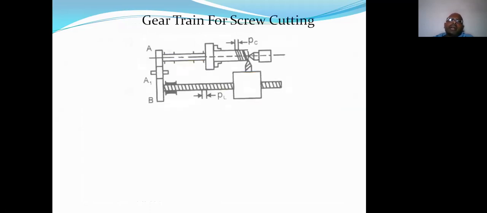So this particular one is called the gear ratio. This is the job, which is fixed in this particular one, that means either in the 3-jaw chuck or 4-jaw chuck.